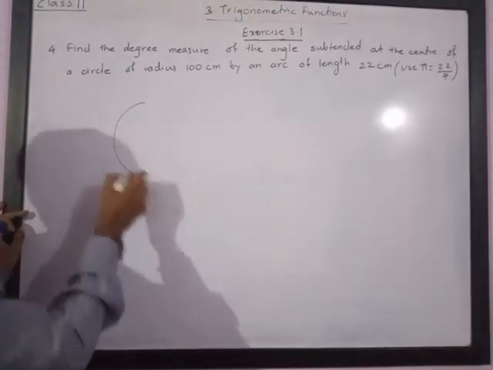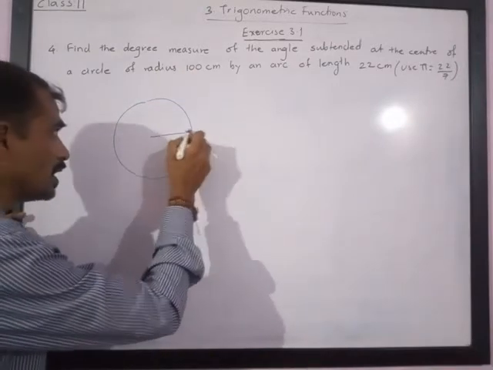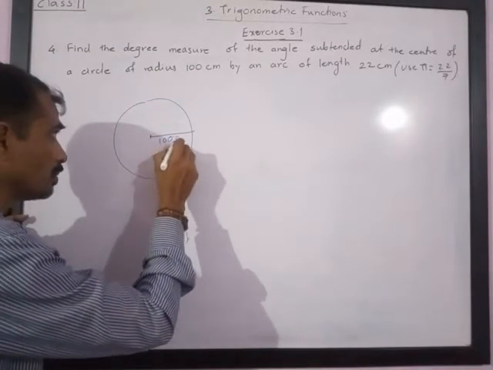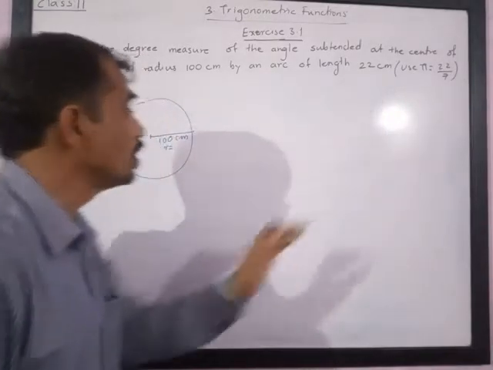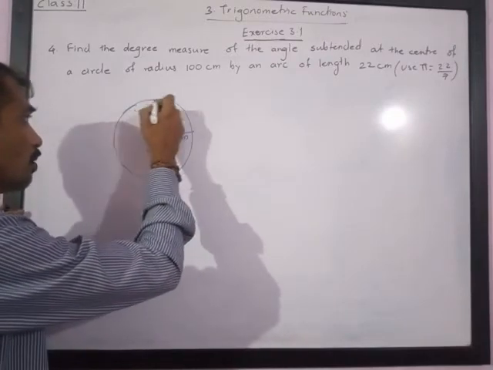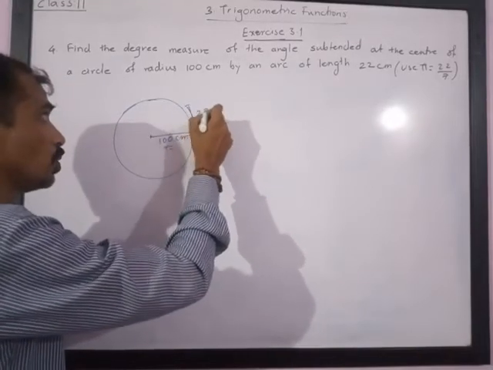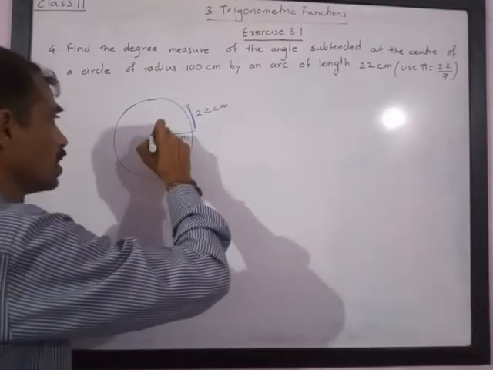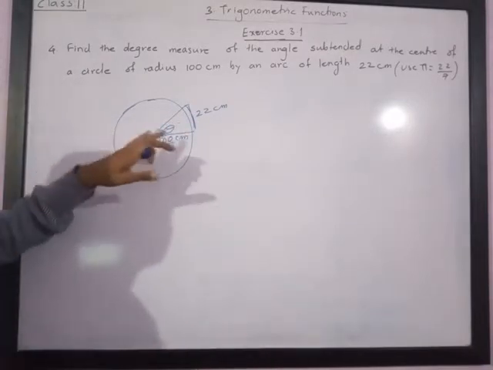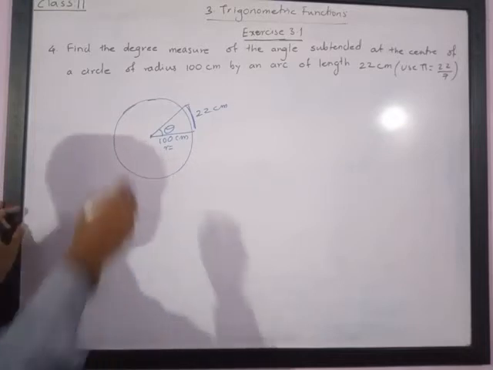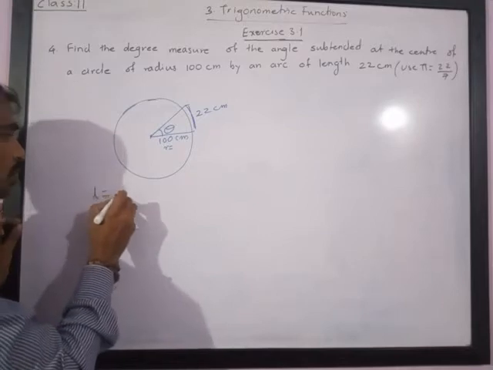So we are given a circle of radius 100 cm. The radius is already given, it is 100 cm, and an arc of length 22 cm. We are asked what is the angle subtended at the center. This theta is asked. Now we have the formula: length of arc L is equal to r theta.